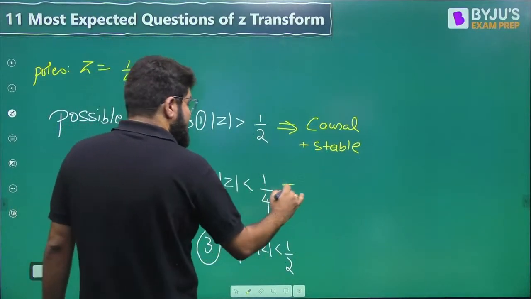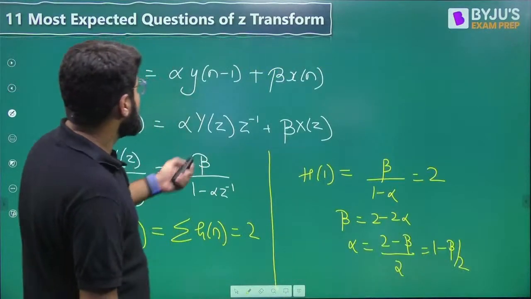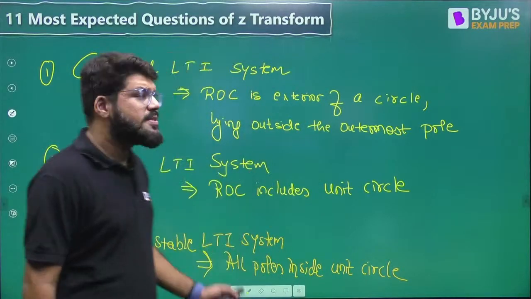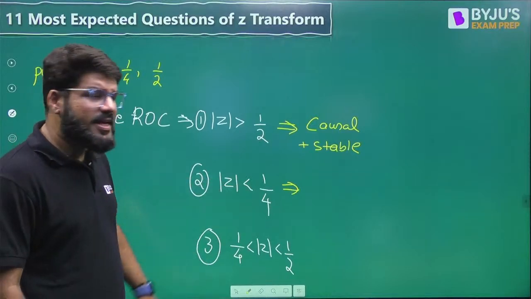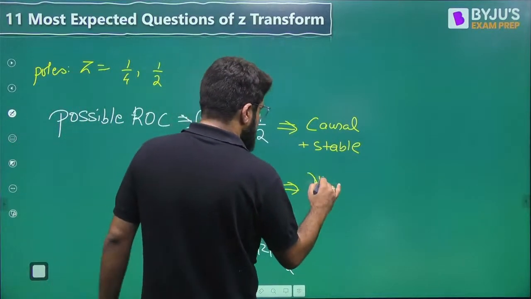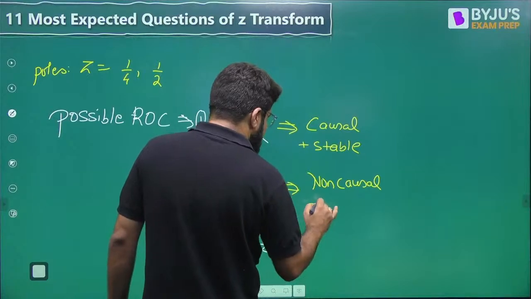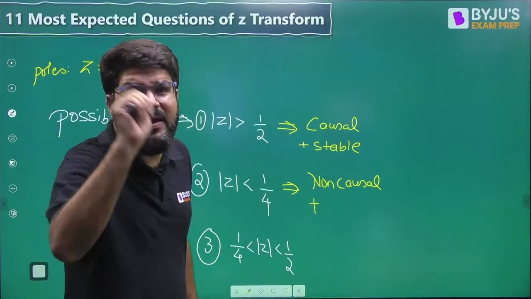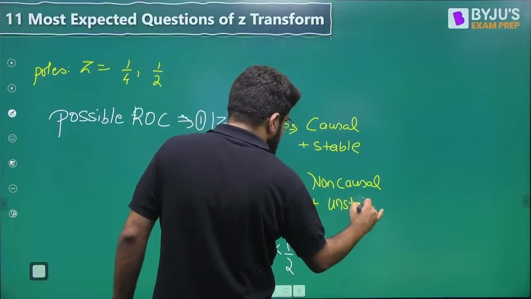This is mod Z less than 1 by 4. Is it an exterior ROC? I told you, for a causal system the ROC is always the exterior of a circle. This is interior, so it is non-causal, actually anti-causal. Is it stable? Mod Z less than 1 by 4, so it cannot be 1. So this is unstable.